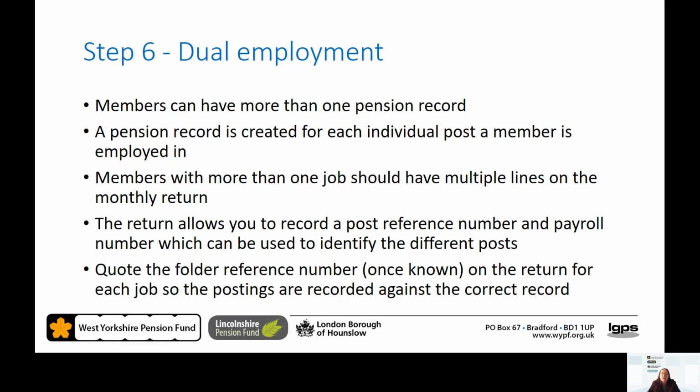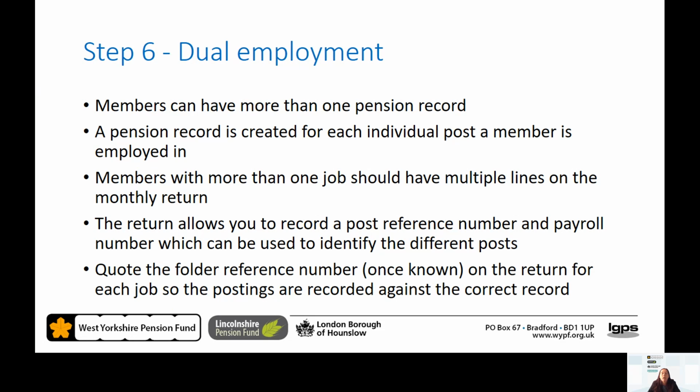Step 6 is to check your dual employment members. Members can have more than one pension record and should have more than one pension record if they have more than one job with yourselves. A pension record is created for each individual post a member is employed in. Members with more than one job should have multiple lines on the monthly return.